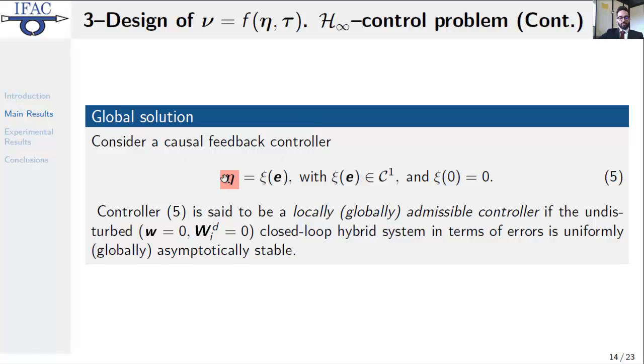Consider the causal feedback controller eta as a function xi of the state vector E, where this function xi is continuously differentiable at least one time, and xi at 0 is equal to 0. Controller 5 is said to be a locally global admissible controller if the undisturbed closed-loop hybrid system in terms of errors, in this case all perturbations must be equal to 0, is uniformly globally asymptotically stable.